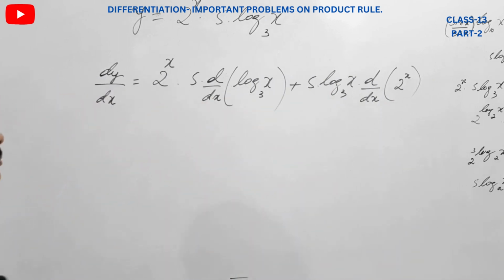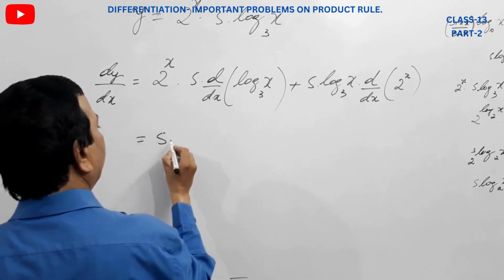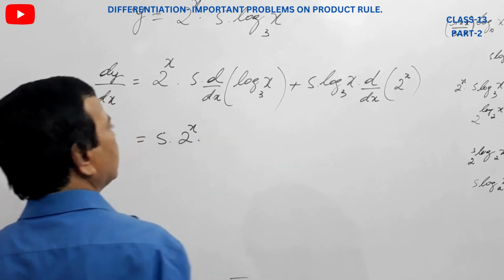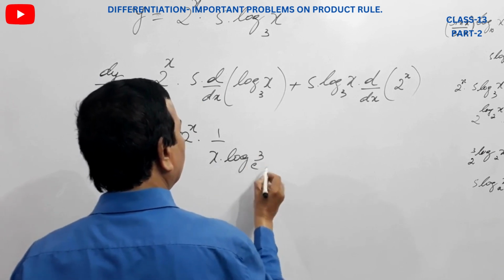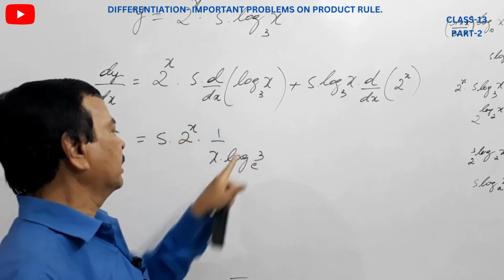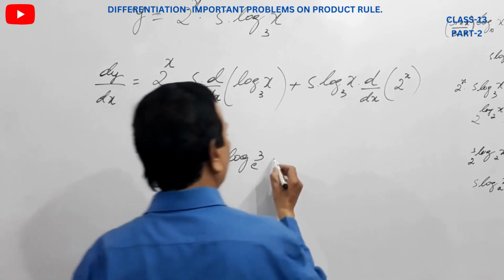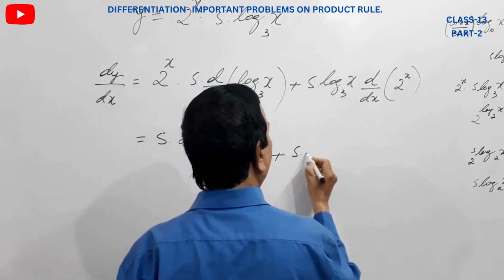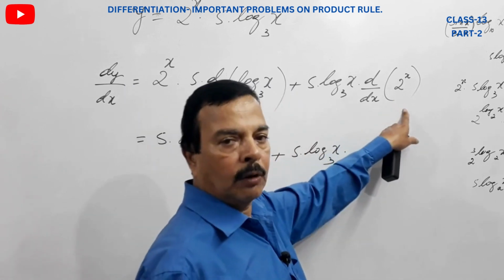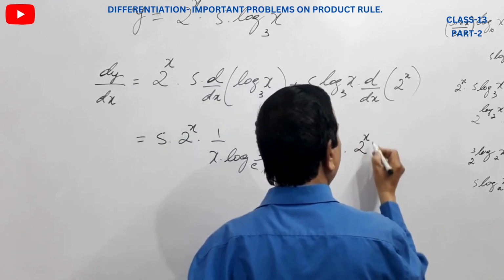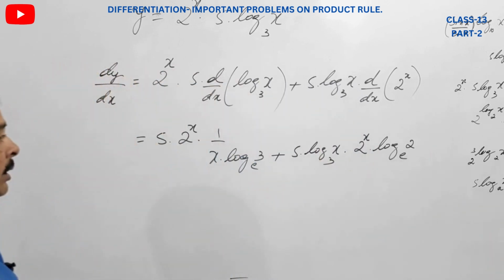Very simple problem. So we know this, that is, I take this 5 outside, 5 into 2 to the power of x, and the derivative of log x to base 3 is 1 by x log 3 to base e, plus 5 into log x to base 3, into 2 to the power of x as it is, log 2 to base e. Remember this, very important relation.